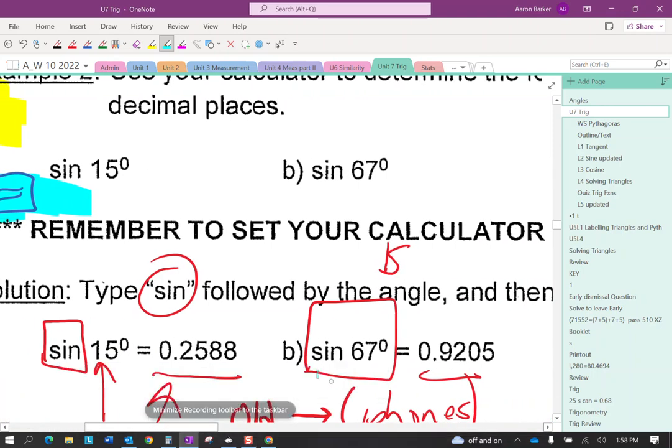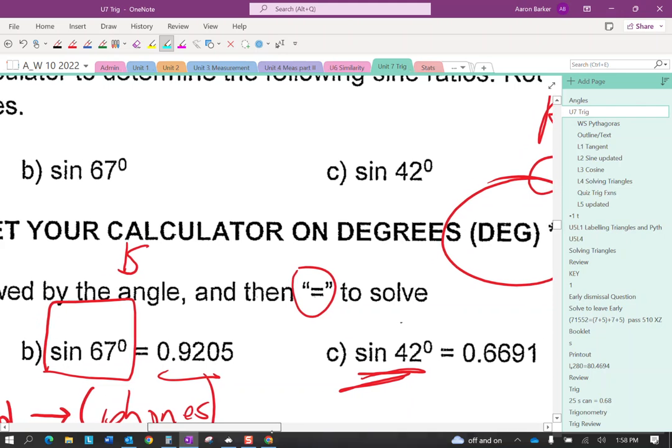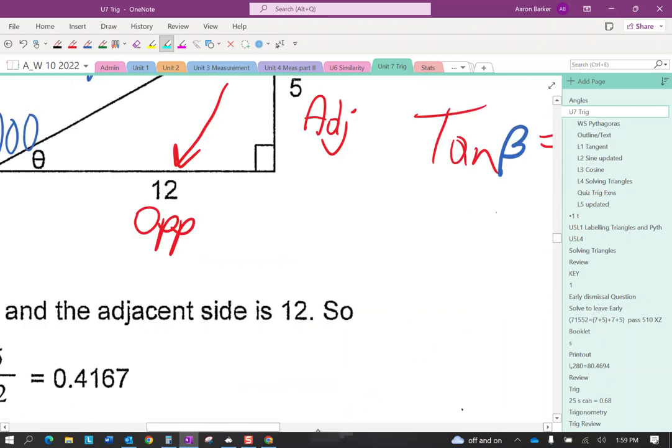Sine 67. Can you do it? 0.9205. And then the last one, sine 42 degrees. Okay, if you can't get it, come up right now. Try them both. If you can't get them, come up right now. Going once. All good? Okay, awesome. Moving down then.